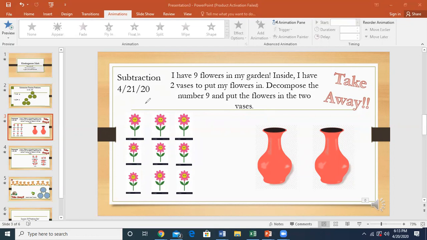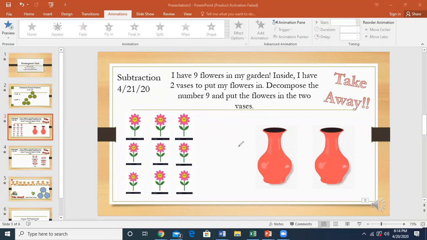So what that means is over here, I have 9 flowers. Let's go ahead and count all these flowers to make sure that we have 9 flowers. Count with me. 1, 2, 3, 4, 5, 6, 7, 8, 9. Do I have 9 flowers? I do. Great job, guys. We know we have 9 flowers. So 9 is going to be our what? Our total. Remember that word total. 9 is the total number of flowers we have.